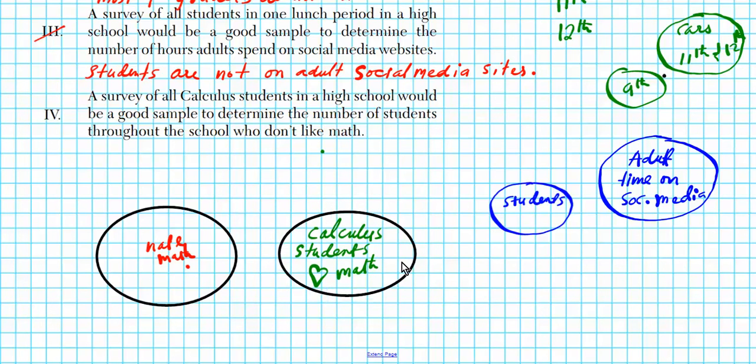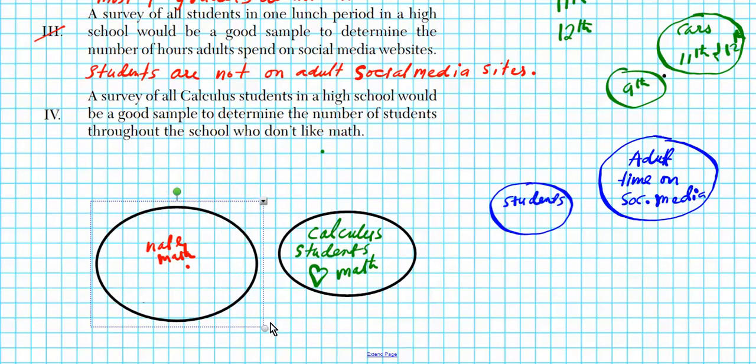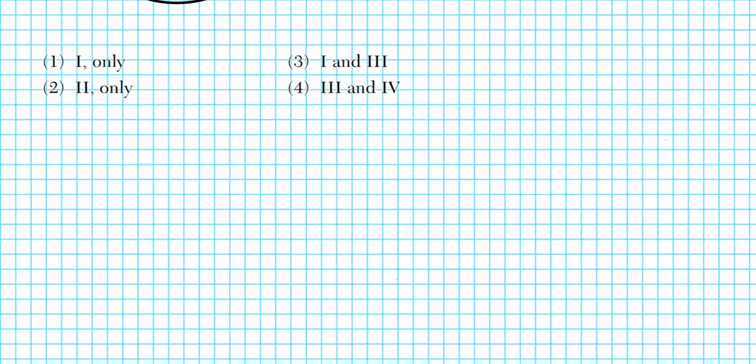So the question is, can we look at the students who are in calculus to sample students who hate math? And the answer is no, because there's very little overlap between students who are in calculus who love math and students who hate math. So what does that mean? That means that this option 4 is a bad sample. So the answer for question number 2 is option number 1. Only option 1, that's the only one that is a good statistical sample.